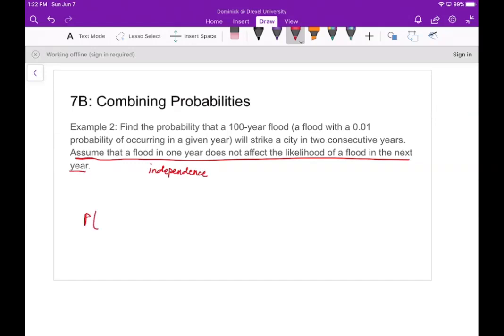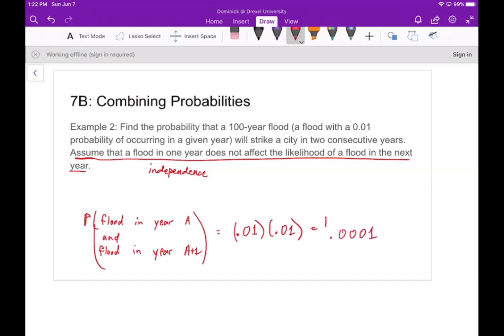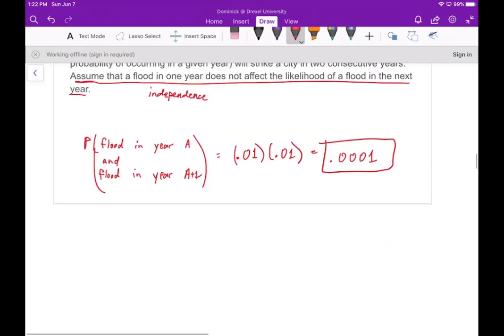So we want the probability of a flood in year A and a flood in year A plus 1. Well, the probability of getting one of these in any given year is 0.01. And if we're told that these are independent, then we're just doing 0.01 times 0.01. Once I multiply them together, I'm going to get 0.0001. All right, so that's the probability of this flood event occurring.